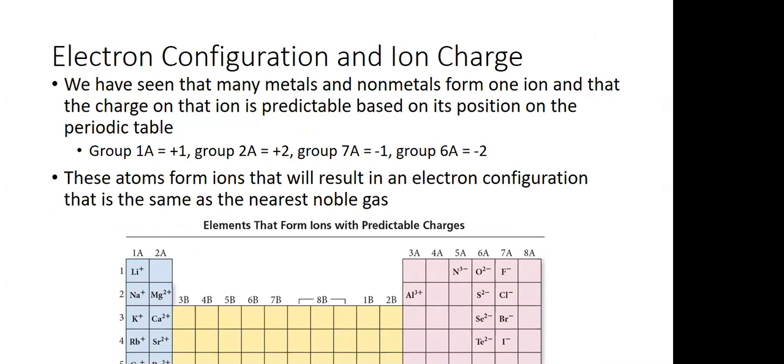And here's a chart that I've shown before. These are the charges that atoms form, right? Group 1 plus 1, group 2 plus 2. Aluminum plus 3, nitrogen minus 3, group 6A minus 2, group 7A minus 1. They just want to get the same electron configuration as their nearest noble gas.